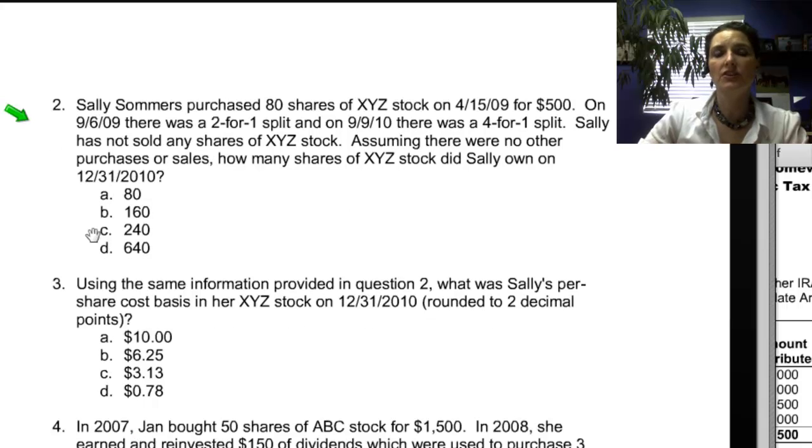Sally Summers purchased 80 shares of XYZ stock on 4/15 of 09 for $500. On 9/6 of 09, there was a 2-for-1 split, and on 9/9 of 10, there was a 4-for-1 split. Sally has not sold any shares of her XYZ stock. Assuming there were no other purchases or sales, how many shares of XYZ stock did Sally own on the last day of 2010? Well, this is actually a pretty simple exercise as well.